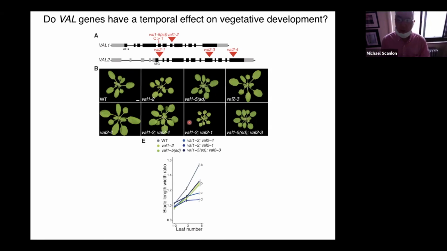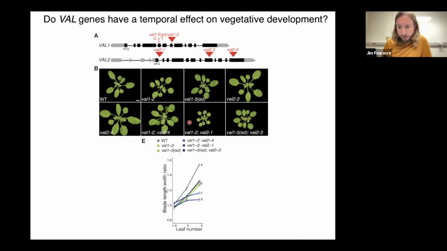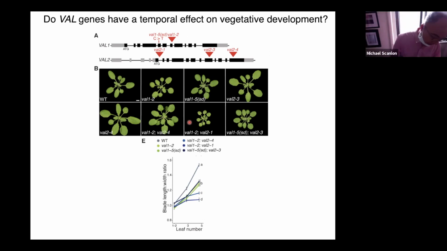this drop in these repressive histone markers. Do you see that also in Val1 single mutants? I may have missed that. In the chromatin state, sorry. Yeah, no, I haven't looked at the single mutants, just because I wanted to actually find something.